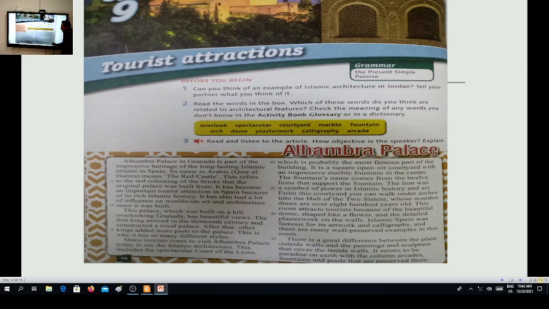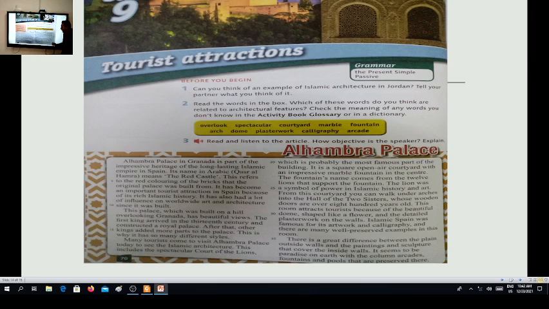This question asks you about your opinion of an architecture, and not any kind of architecture, but Islamic architecture, because the lesson says tourist attractions. Tourist attractions means what attracts people to such a place, like a mosque, like a shrine, like any religious place. Partner, what do you think of it?